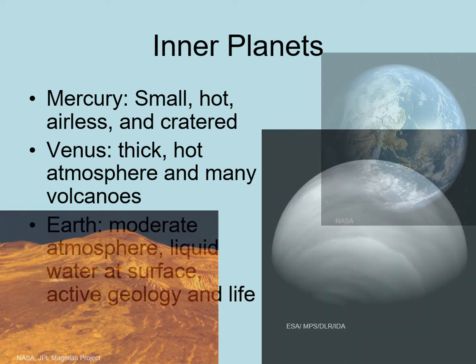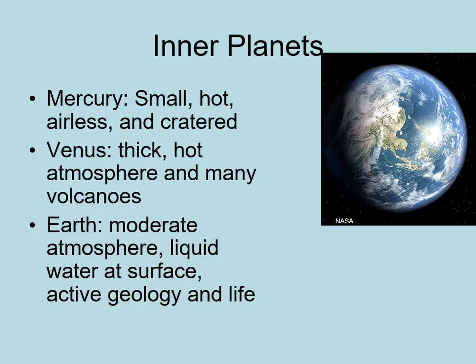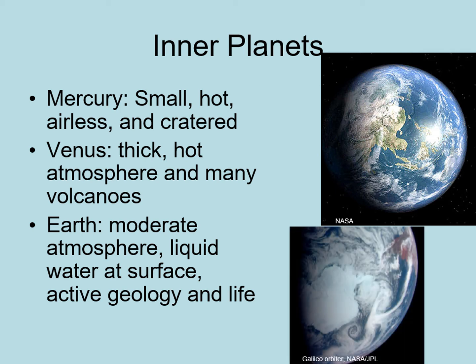In contrast, the Earth's surface has a much more moderate temperature, and its atmosphere is much thinner than Venus's. The Earth's surface is also geologically active, but unlike Venus, Earth also has liquid water on its surface. The Earth has a unique atmosphere made of nitrogen and oxygen, and of course, Earth is the only place we know of with life.